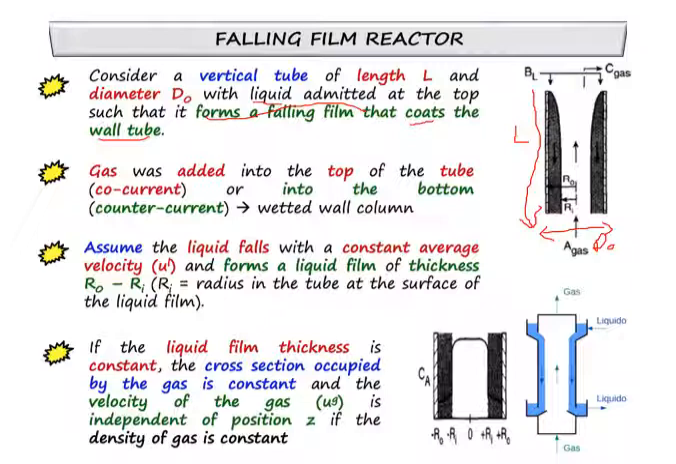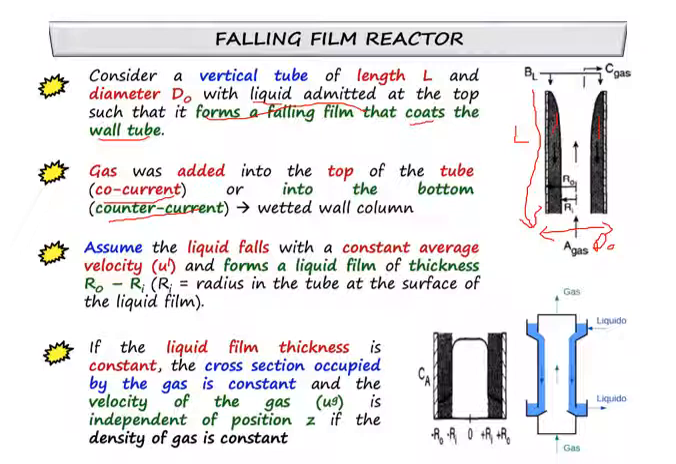Then the gas is added. It's either into the top, which we call co-current because it is the same flow direction as the liquid, or into the bottom, which we call counter current, and this one we call a wetted wall column.